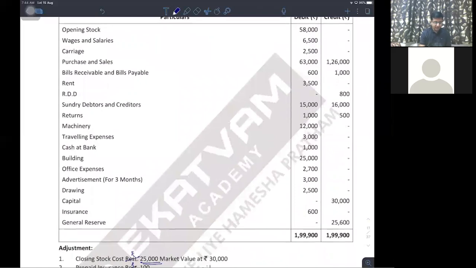Opening stock, wages, carriage, purchase, bills receivable is 600. Debtors, returns, machinery, traveling expense, cash at bank, building, office expense, advertisement. This year's expense is for 3 months. That doesn't make any difference. Drawings, capital, insurance, general reserve. General reserve will be appearing in the balance sheet on the liability side. The total of this particular account, total of balance sheet for this particular question will be 45,750.